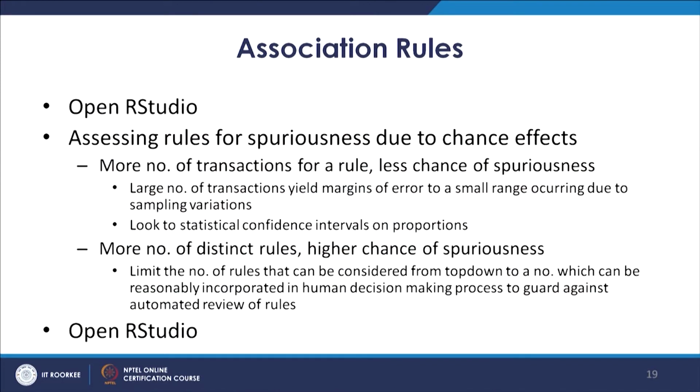So, what about the significance? Can these rules be taken at face value, or should we look for something more? We discussed a few rules of thumb, a few points that could be considered. For example, with more transactions for a rule, and if there are more distinct rules, the chance of spuriousness is going to increase. All those things we talked about.